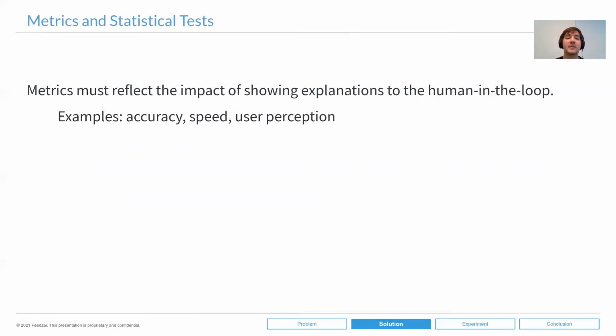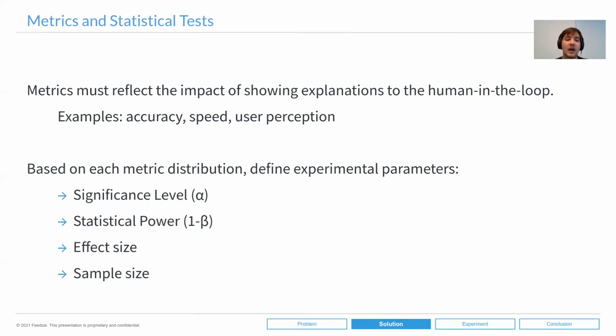Here we also define the metrics that we're going to use to evaluate the experiment or the variants of the experiment. So for example, when making an experiment with human in the loop, we're going to have to measure their performance, and this performance can be measured with accuracy, with speed, or we can even gather information about the perception of the user about the explanations that they're seeing.